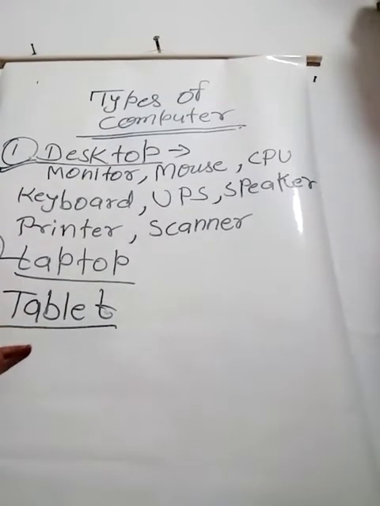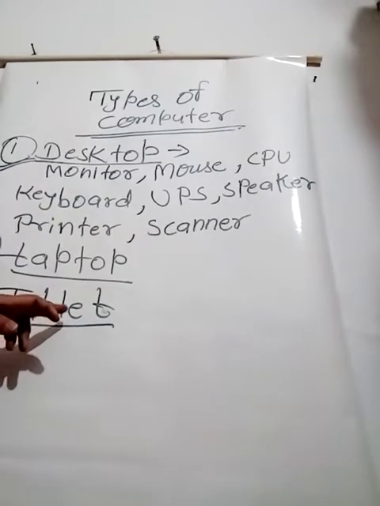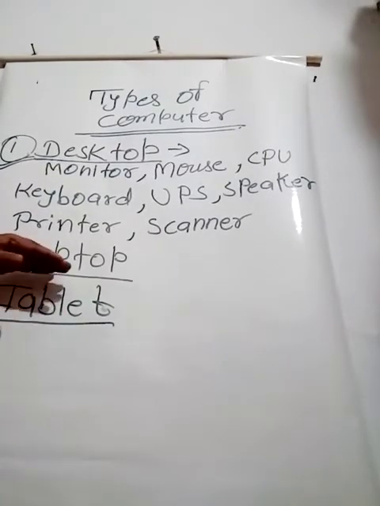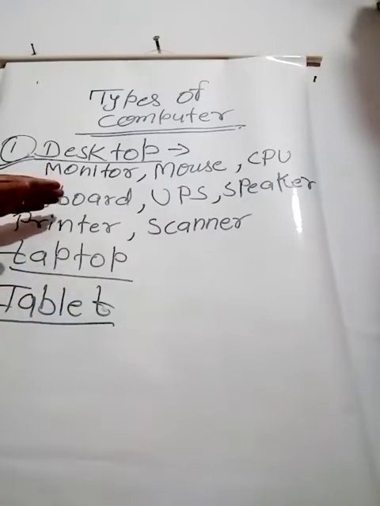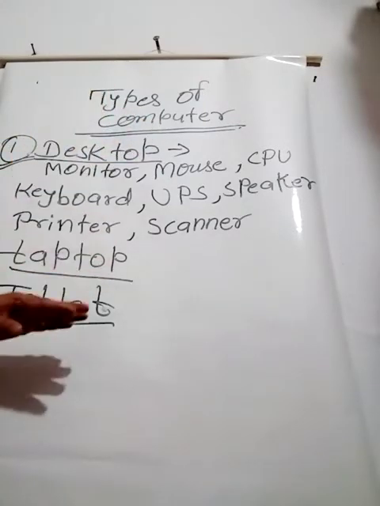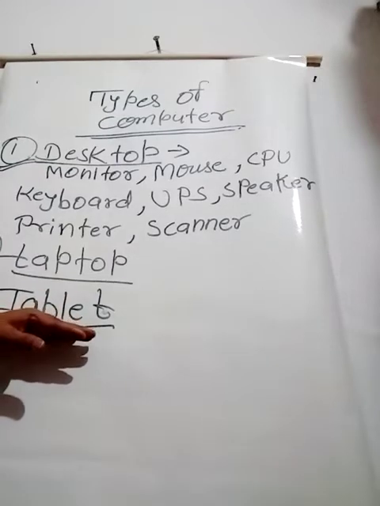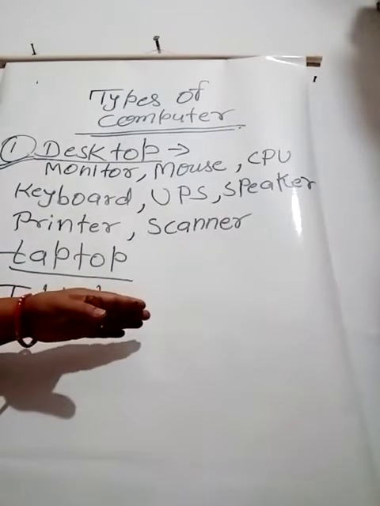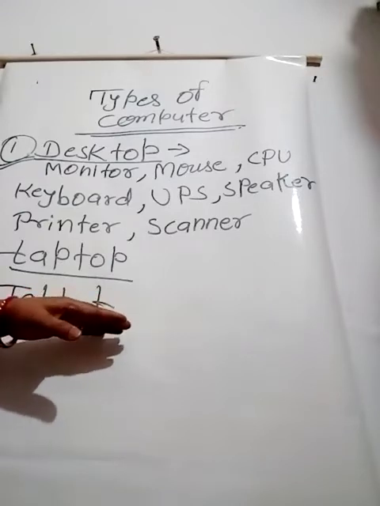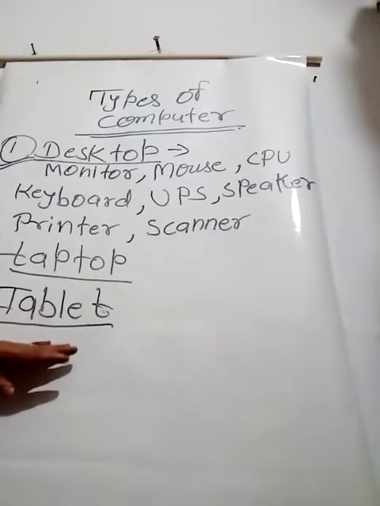The next type of computer is the tablet. A tablet is smaller than a laptop, and it also has an inbuilt keyboard, mouse, everything, and it is also used for sending or receiving messages, making calls, receiving calls. All these works we can do with the help of a tablet.